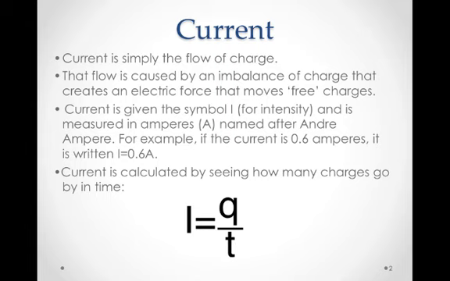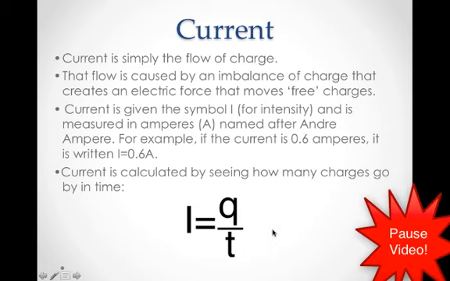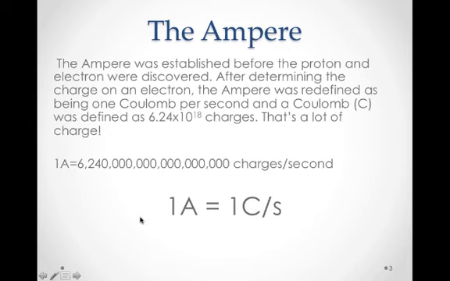Current is calculated by seeing how many charges go by in a certain amount of time. So remember that charge is given the symbol Q and time is T. So I simply is equal to Q divided by T. And I didn't put it here, but the unit would be in amperes. So current is measured in amperes.